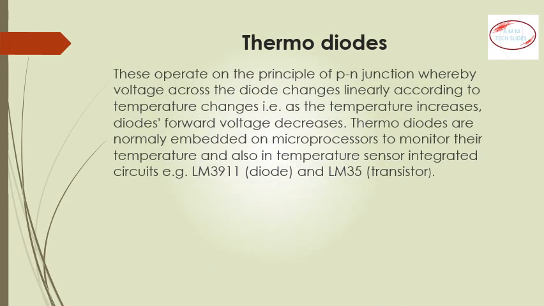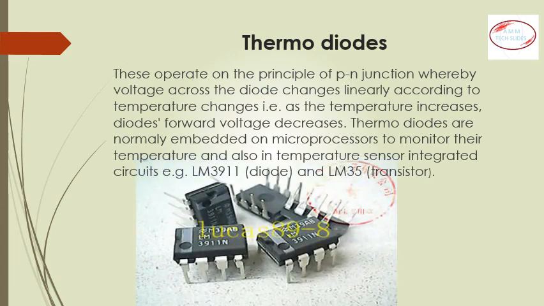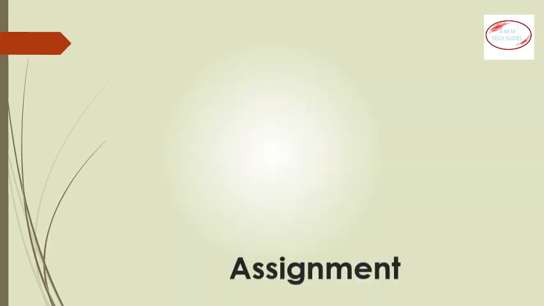Thermodiodes. These operate on the principle of PN junction, whereby voltage across the diode changes linearly according to the temperature changes, i.e., as the temperature increases, the diode's forward voltage decreases. Thermodiodes are normally embedded on microprocessors to monitor their temperature and also in temperature sensor integrated circuits, e.g. LM3911 and LM35. That is how the ICs look like.